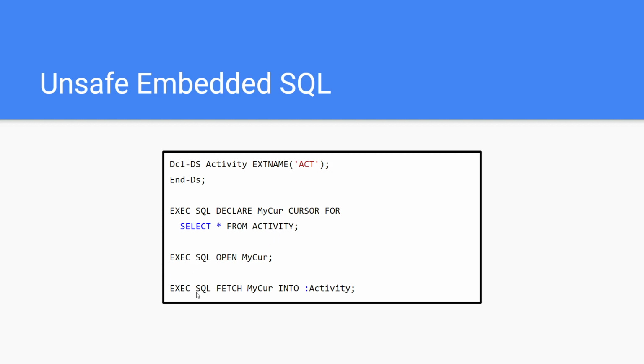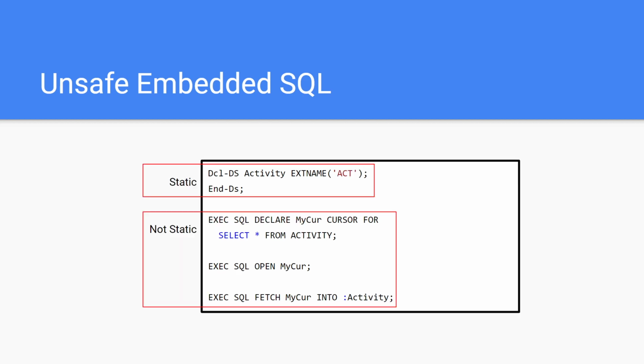Exec SQL open my cursor, fetch into activity. So all this does is continuously keep fetching rows and then close it out when it's done. Now there are some issues with this actually, and this is really just a video about me telling you not to use select asterisk. Really, that's pretty much it. That's all I'm going to tell you in this video.